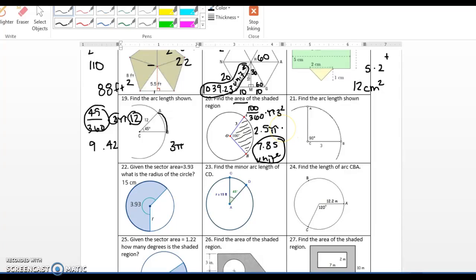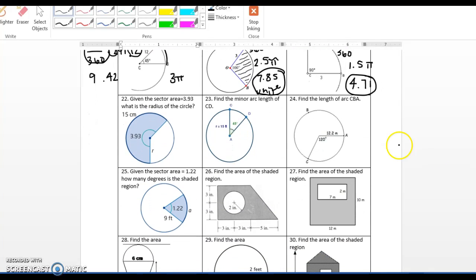Number 21, find the arc length shown. Arc length is again x degrees, or 90 degrees, over 360 times the circumference, 2 pi r, the radius is 3. In terms of pi, we get 1.5 pi, which is approximately 4.71.